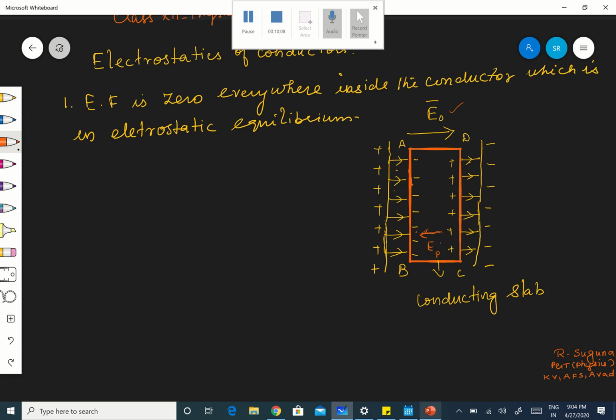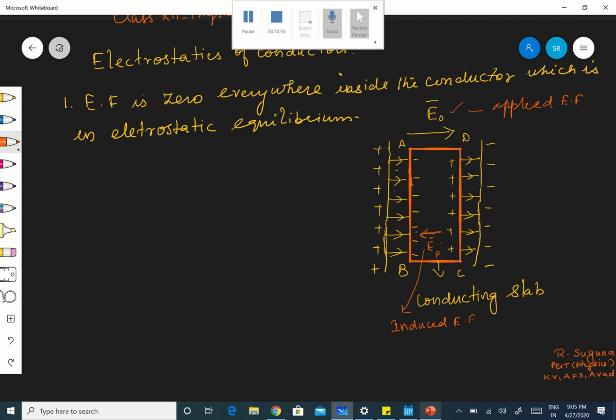Okay, E naught is the applied field, and this electric field EP is what is called the induced electric field. This EP is the induced electric field, and this is the applied electric field. Okay. Therefore, when both are equal and opposite, then what happens?